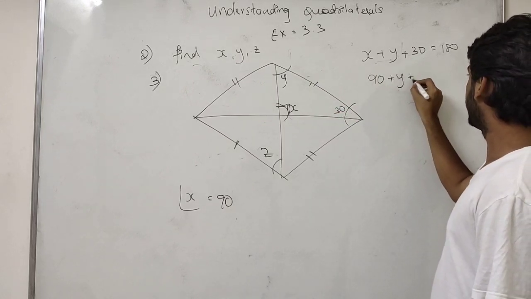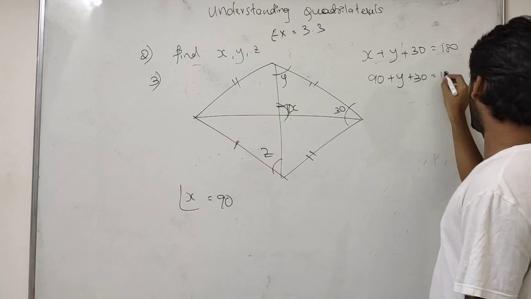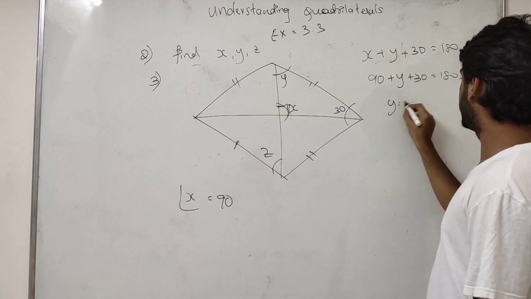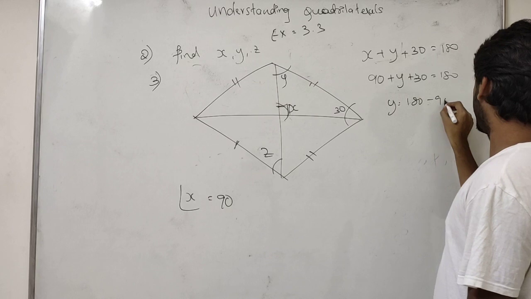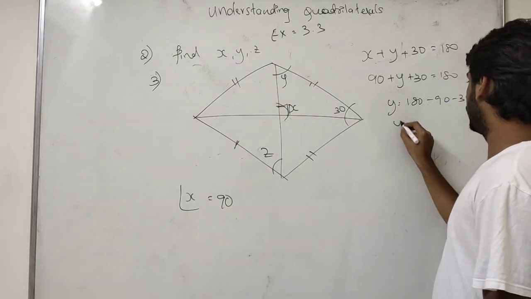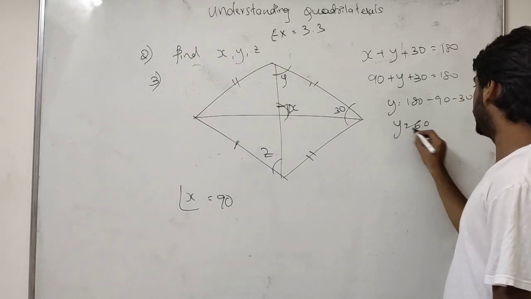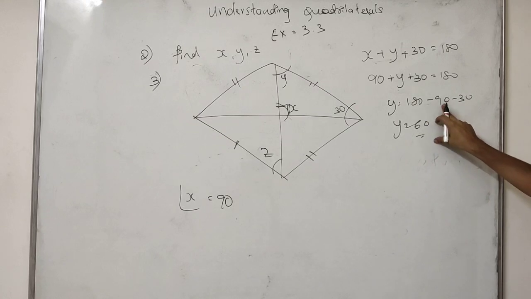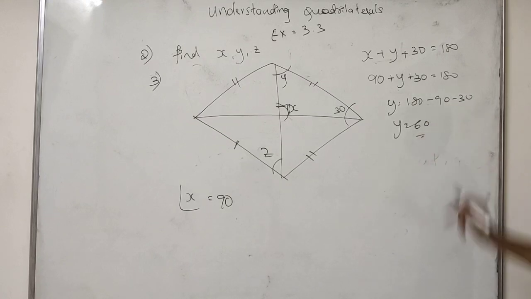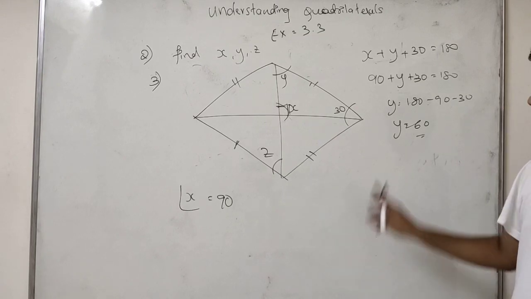90 plus y plus 30 is equal to 180 degrees. So y is equal to 180 minus 90 minus 30. So y is equal to 60 degrees. 90 plus 30 is 120, and 180 minus 120 is 60. Y is 60 degrees. Angle x or angle y.